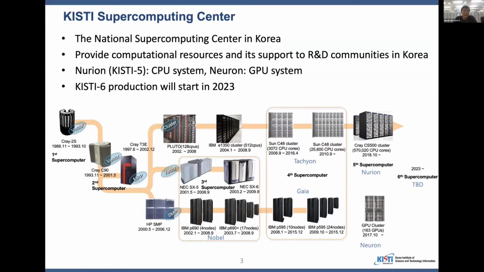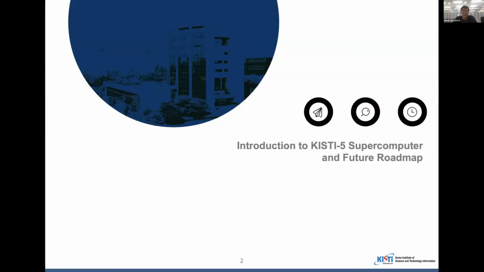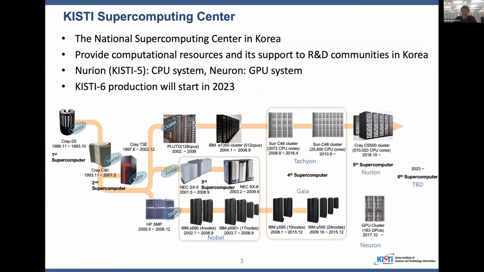So first, I want to introduce our system called Nurion, whose name was decided via public participation in a naming contest. As the National Supercomputing Center, KISTI has provided computing resources to Korean researchers and engineers from universities, government, and industry since 1988. KISTI has more than 30 years of supercomputing deployment history.